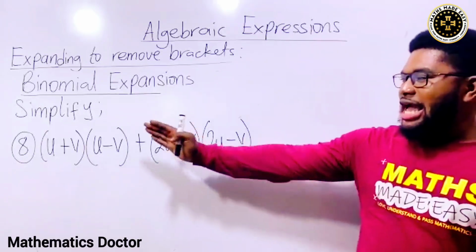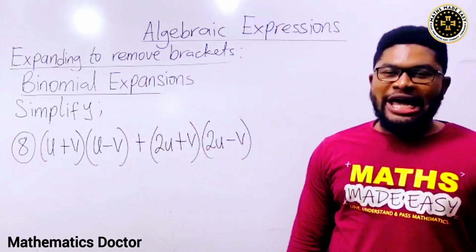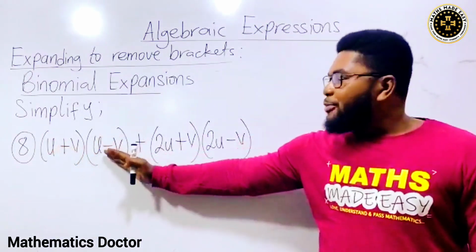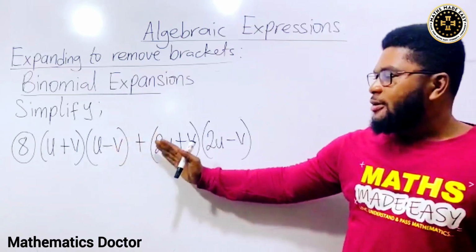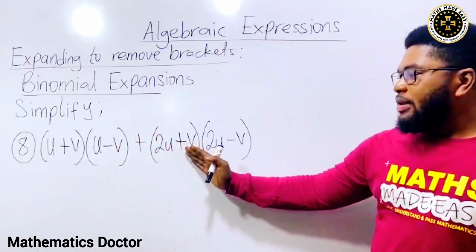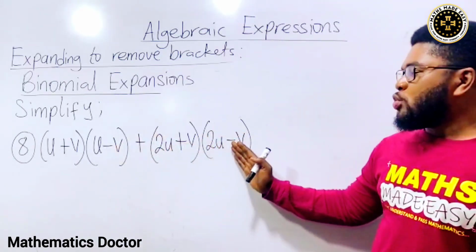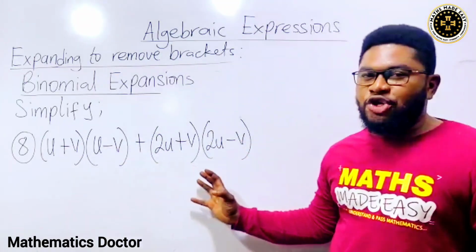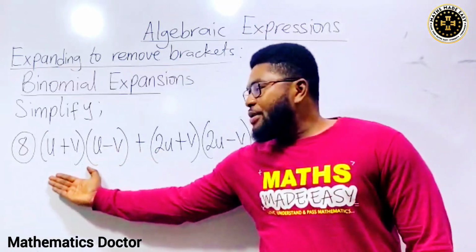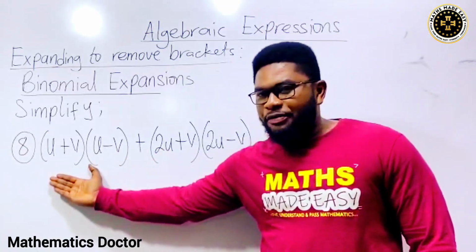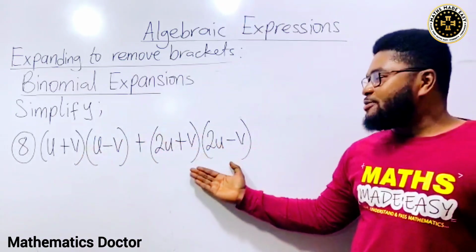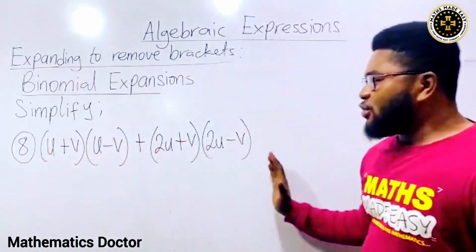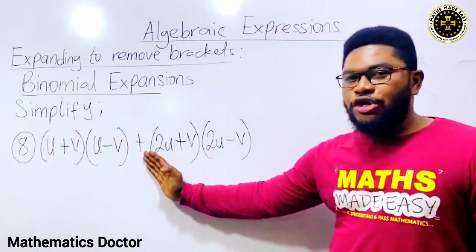Let's take a look at the 8th example. That's question number 8. Now simplify into bracket u plus v with another bracket u minus v plus in the bracket 2u plus v, then another bracket 2u minus v. As usual, if you check this particular expression, you realize that we have the binomial expansion around this area and still another binomial expansion in this area, separated by the addition sign. So let's solve them individually, then we come back to add according to the sign here.